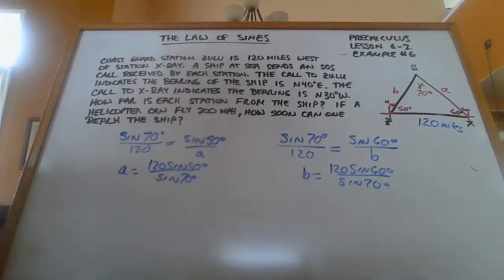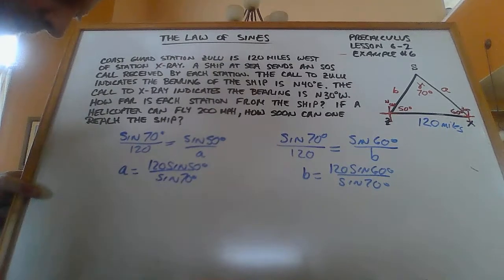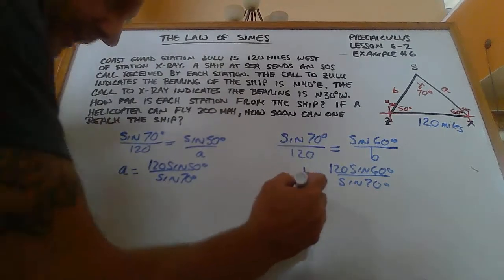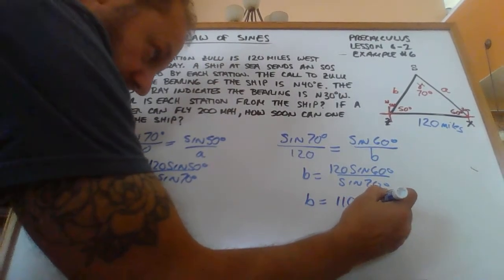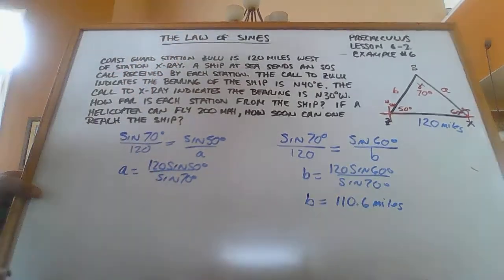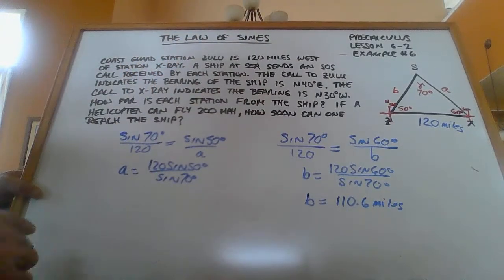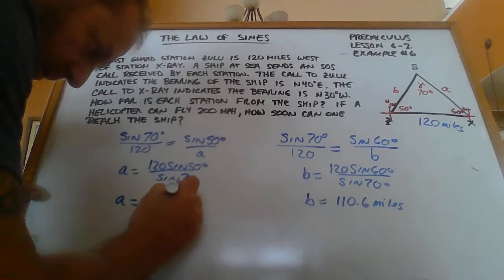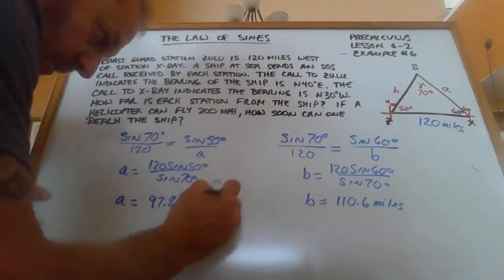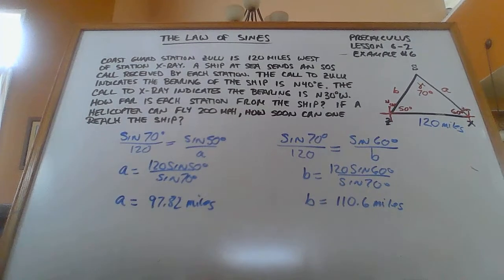So I get out my calculator and I do my calculations here. And let's see, on this one I get that B is going to be 110.6 miles. And on this one, A is going to be 97.82 miles. So obviously Zulu is the closer one. So that's where we would dispatch the helicopter from.